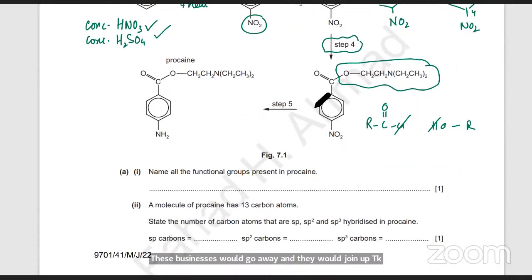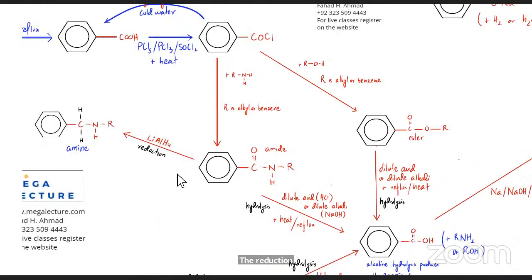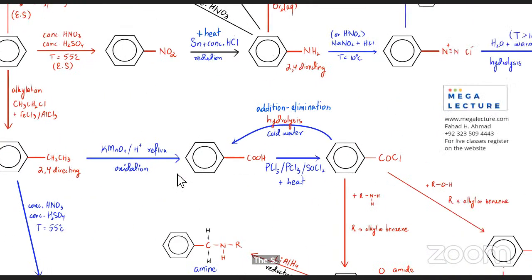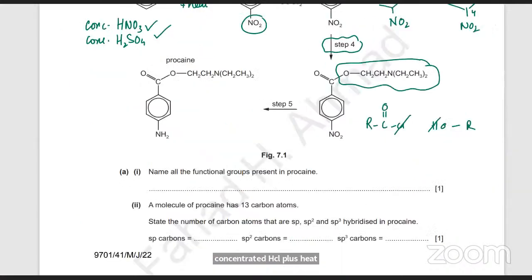What is happening in step five? How does NO2 turn into NH2? Sir, reduction, tin and HCl. So reduction happens. It's tin, NO2 turning into NH2. That's tin plus concentrated HCl plus heat. Okay, so that's the reaction. So we have answered the main things.